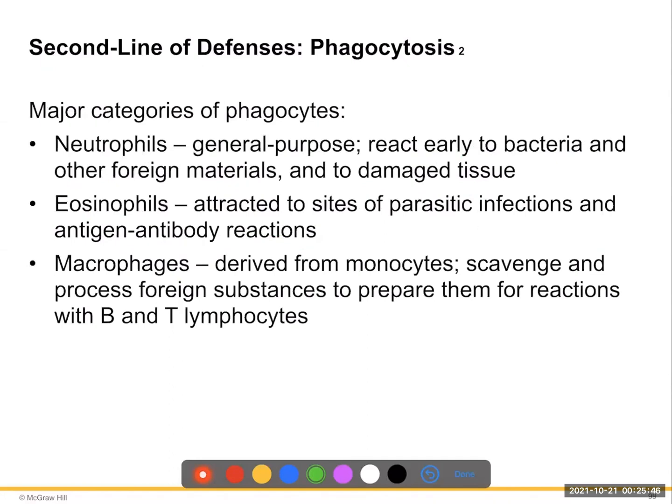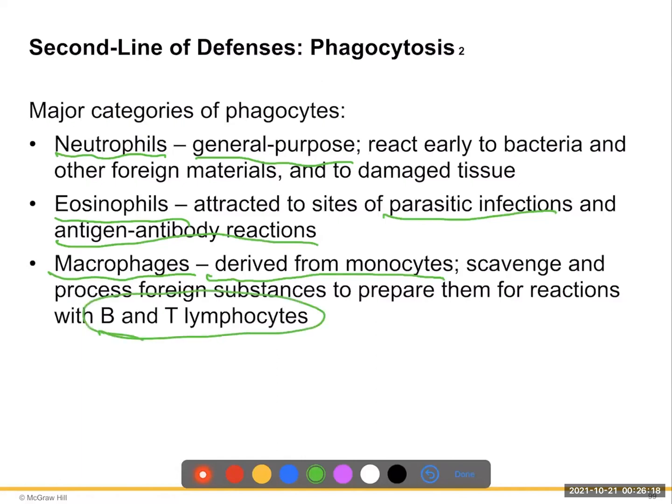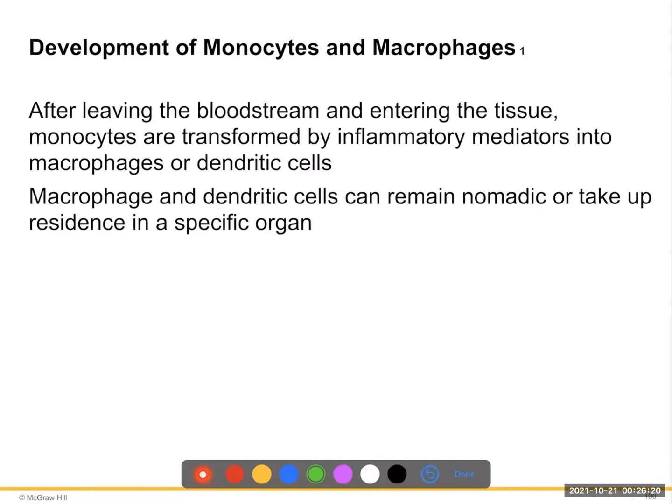The major categories of phagocytes are neutrophils, eosinophils, and macrophages. The neutrophils are a general purpose one. They react early to bacteria, foreign materials, and damaged tissue. Eosinophils are attracted to the sites of parasites or parasitic infections and antigen-antibody reactions, B cells and T cells. The macrophages are the big ones. The largest ones are derived from monocytes. They're scavengers, and they process foreign substances for reactions with B and T lymphocytes. They're the ones that do most of the dissolving of the pathogens.